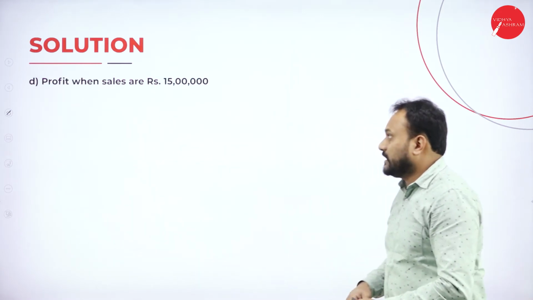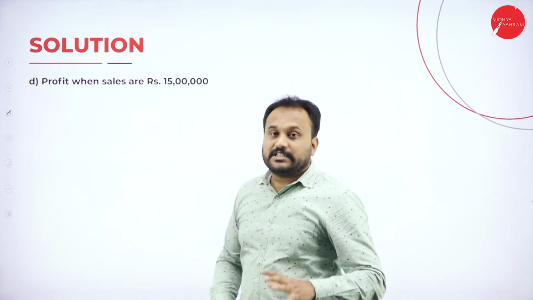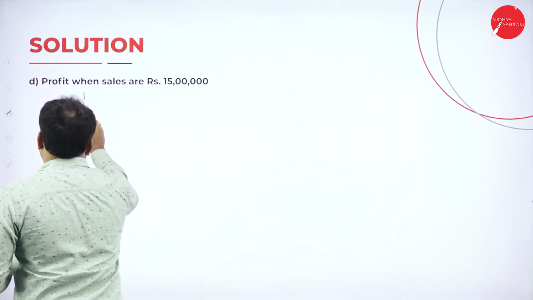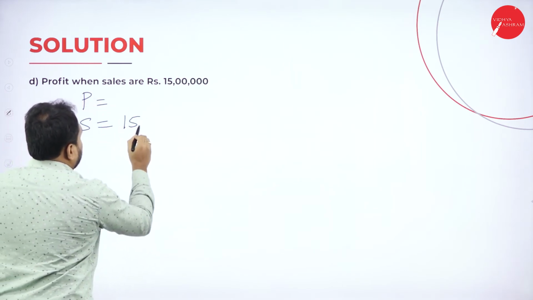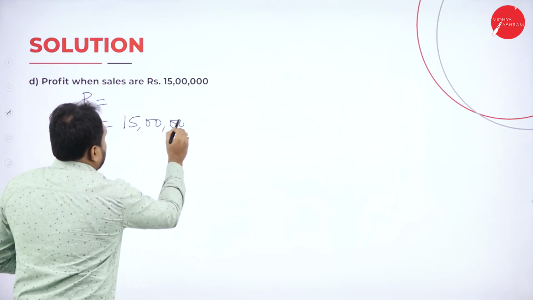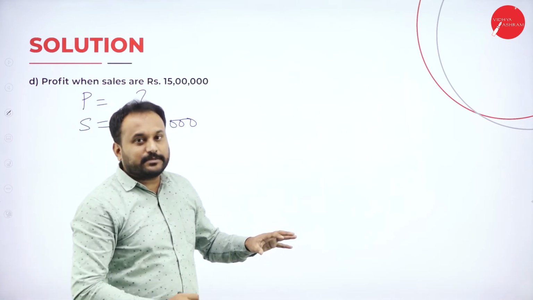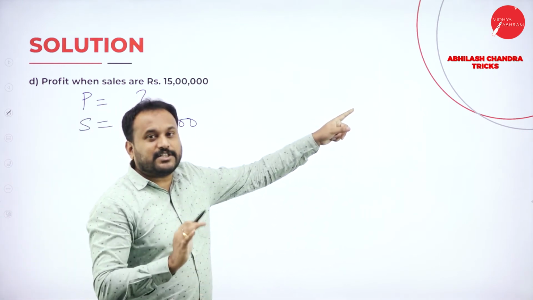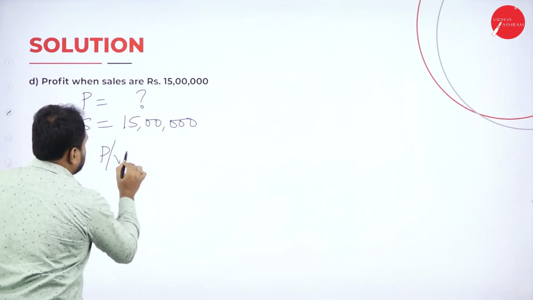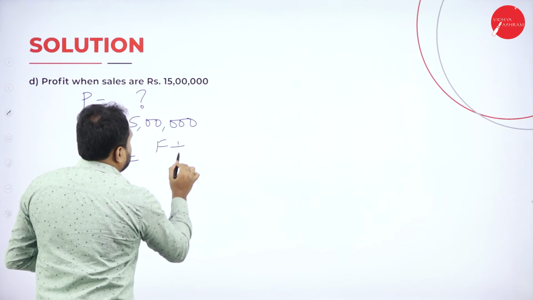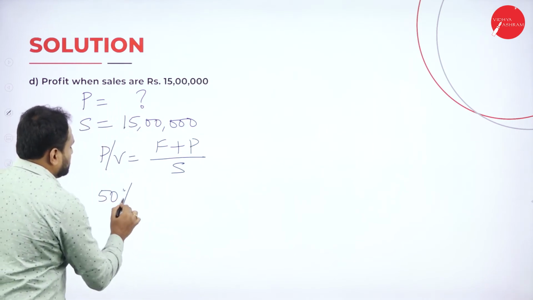Next question. What is the question? D. The question is profit when sales are rupees 15 lakh. So what are they asking us? Find profit. Same for this also. What you are supposed to do is go with this Abhilash Chandra tricks, that is PV is equal to F plus P divided by S. PV is how much? 50%.